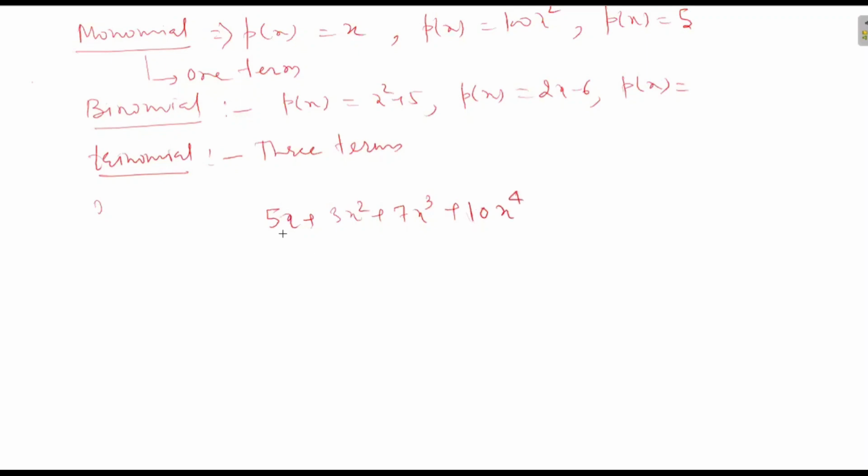Here the coefficient of x is 5. So we will be saying that the coefficient of x is 5. Here we'll be saying the coefficient of x to the power 4 is 10, and the coefficient of x cube is 7, and so on and so forth. So this is the meaning of coefficient. The constant term which is multiplied to the variable is also called the coefficient. Okay.